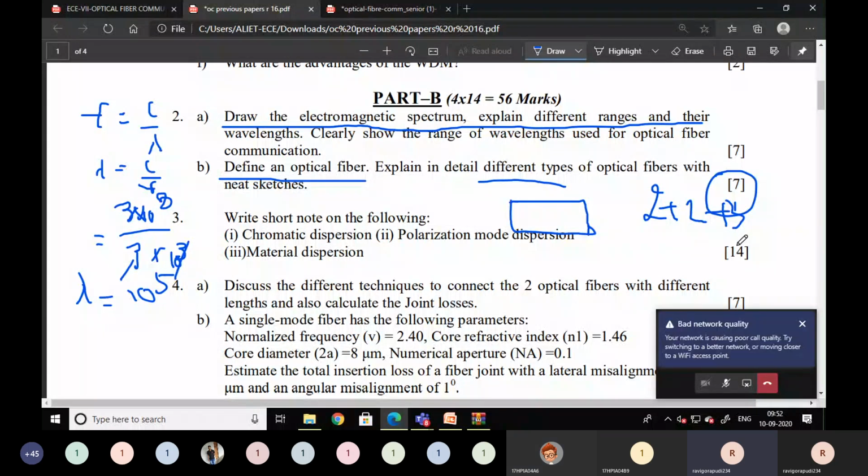Tell me types of fibers. Tell me your known types of fibers, whatever it may be. Anyone from the class? Tell me types of fibers. Single mode and multi mode, sir. Step index and graded index fibers.